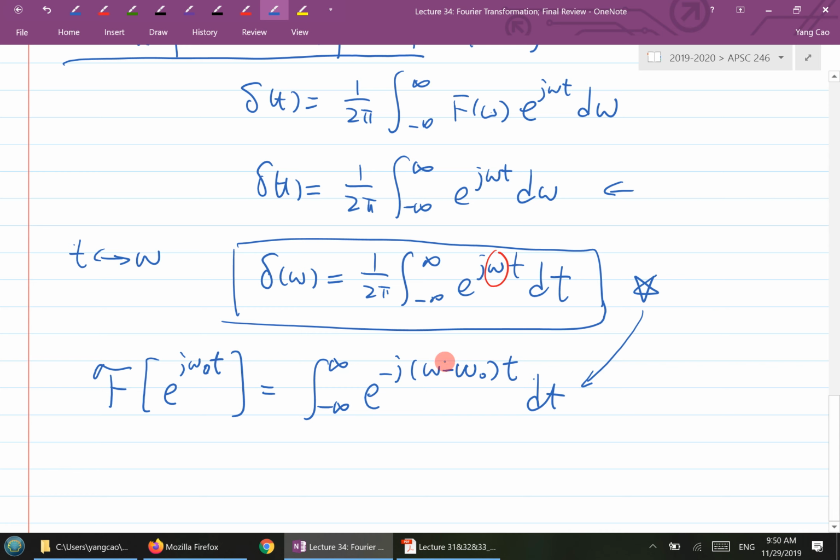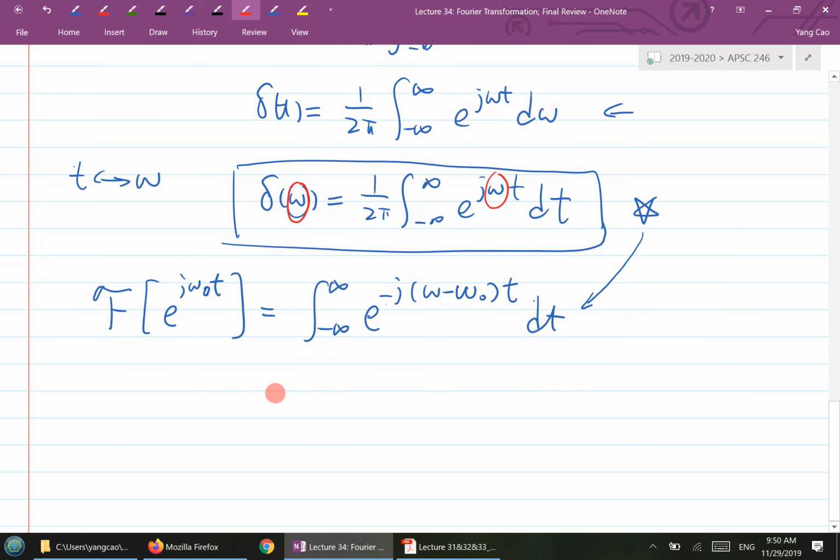So basically, if I replace this omega, the 2 omega here, with the negative omega minus omega naught, then I get this term, right? So essentially, for the term indicated by the star, I can replace the omega with negative omega minus omega naught. And of course, there's also 2 pi here, so you multiply 2 pi to this side. So that's basically the result of this.